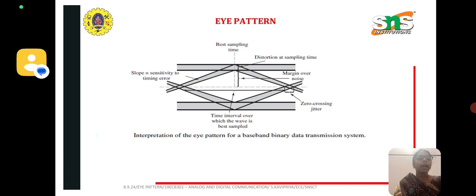And this is the eye pattern which is used to determine the best sampling time. It is used to determine the distortion at the sampling time, and it is used to determine the margin over noise, zero crossing jitter and slope, and the time interval over which the wave is best sampled. Every piece of information can be obtained using this eye pattern.